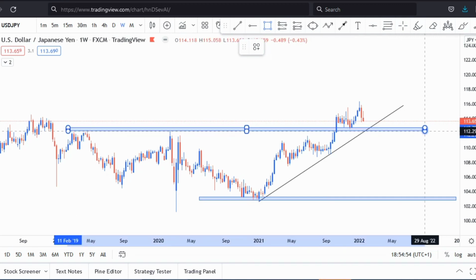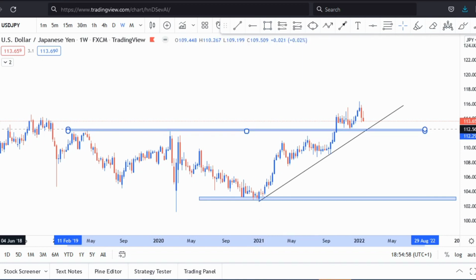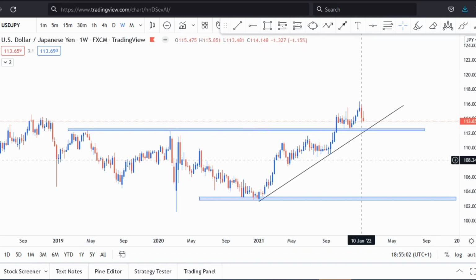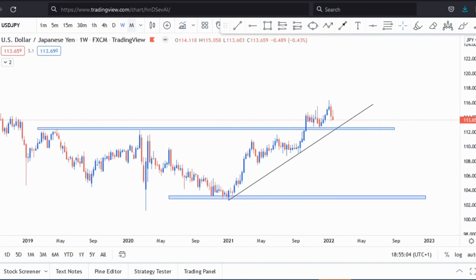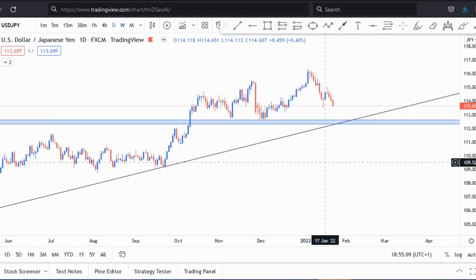On the weekly time frame, these are the areas I'm looking at. Then I can go down to the daily time frame to identify some more key levels of structure as well.